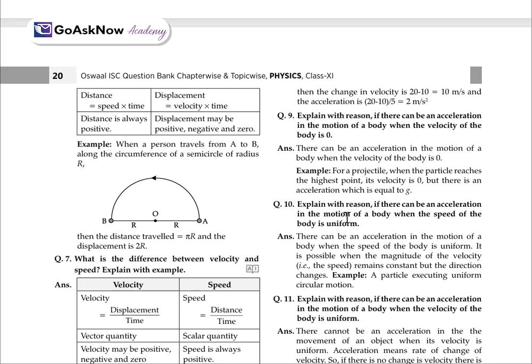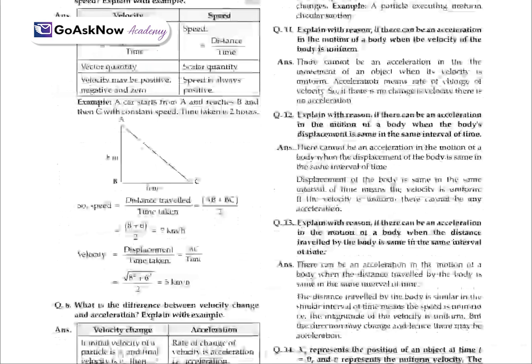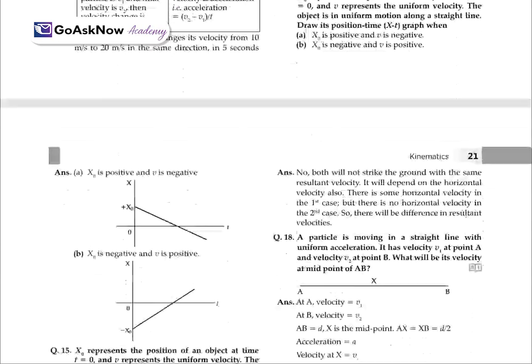Explain with reason if there can be acceleration in the motion of a body when the speed of the body is uniform. There can be acceleration in the motion of the body when the speed of the body is uniform. It is possible when the magnitude of the velocity, meaning the speed, remains constant but the direction changes. Example: a particle executing uniform circular motion. So this is the reason. Like this, we have a few more 2-mark questions.